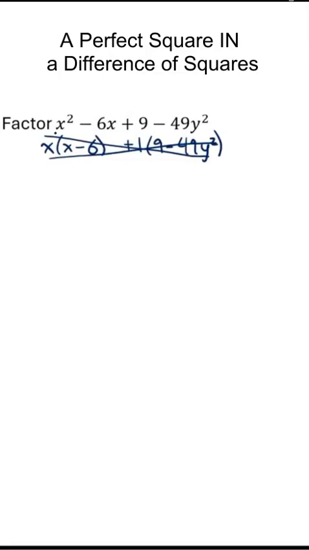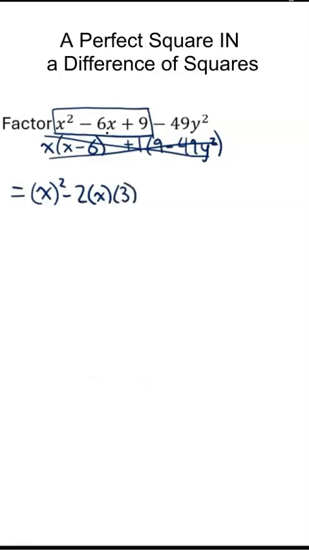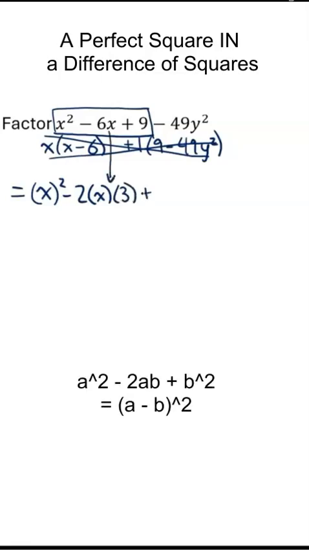What I'm looking for is a perfect square. I'm looking to factor three terms and get a perfect square. And you'll see why in a moment, because it's actually going to form a difference of squares. So x squared minus 6x plus 9, this is a perfect square. And so I'm going to write this out in the form of a squared minus 2ab plus b all squared. And so you can see the a term is x and the b term is 3. And then we still have the minus 49y squared at the end.